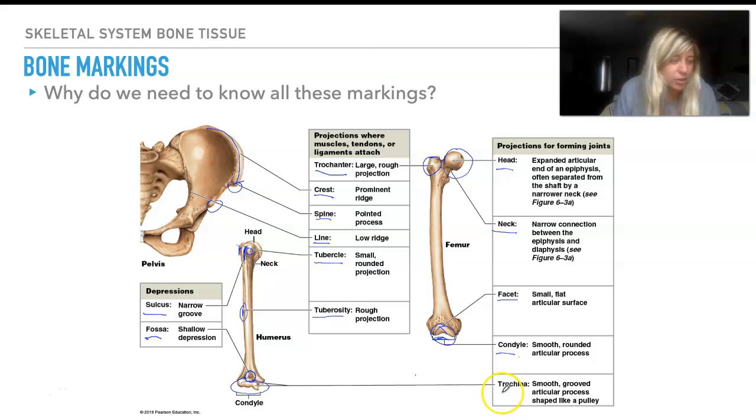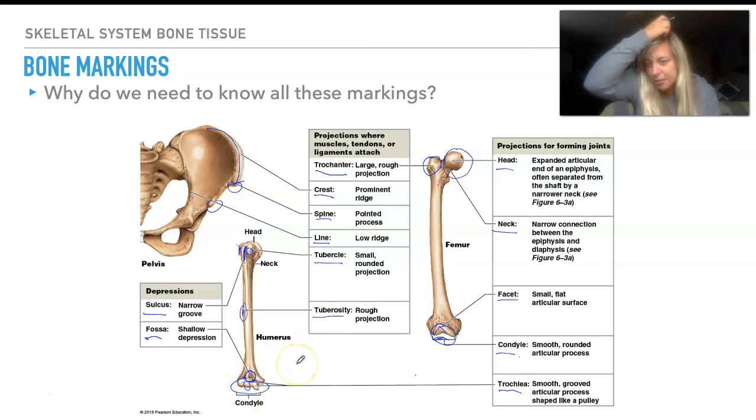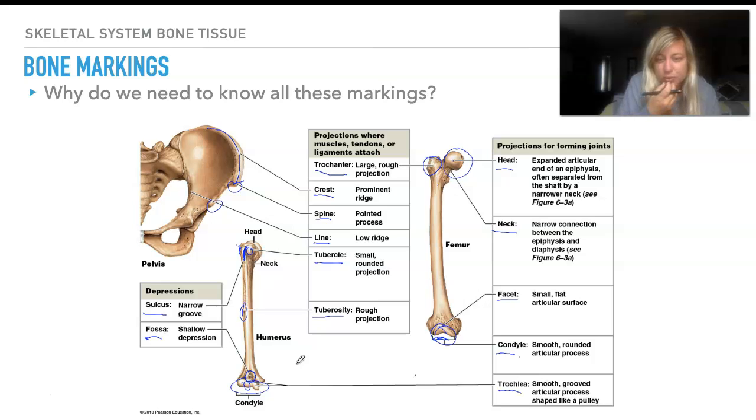We also have over here a bump called the trochlea, a kind of a groove, I should say. So the trochlea is in this area. It allows the bones that articulate with the humerus, right? They have a projection that kind of fits into the trochlea.